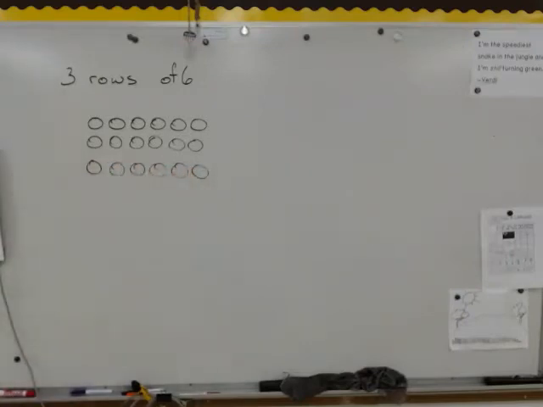There's 6 in my third row. That would be an array that shows 3 rows of 6. Yes? Another one was saying to make 3 rows and 6 columns. Correct. It will be 6 columns.